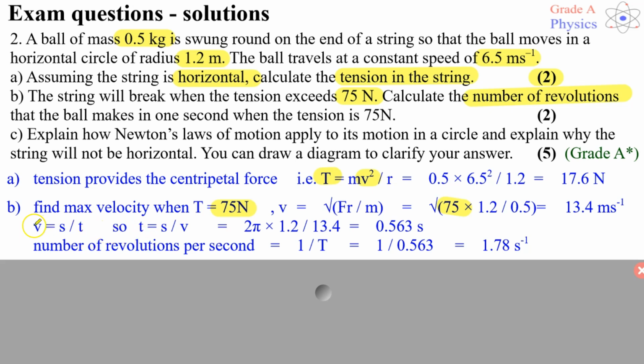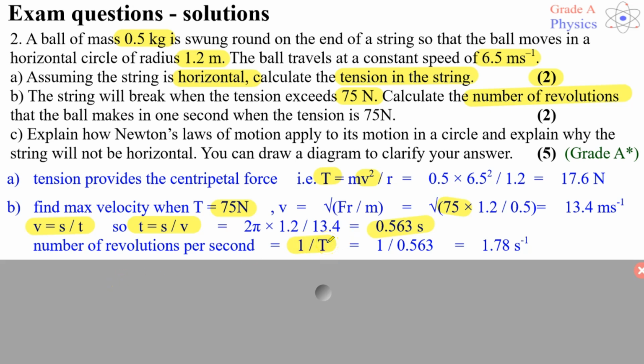So v equals s over t, constant velocity, make t the subject, t equals s over v. s would be the circumference, 2 pi r, and we've got the velocity, so we can find the time taken for 1 complete circle. And then we're trying to find per second, so we're trying to find the frequency basically, which is 1 over t.